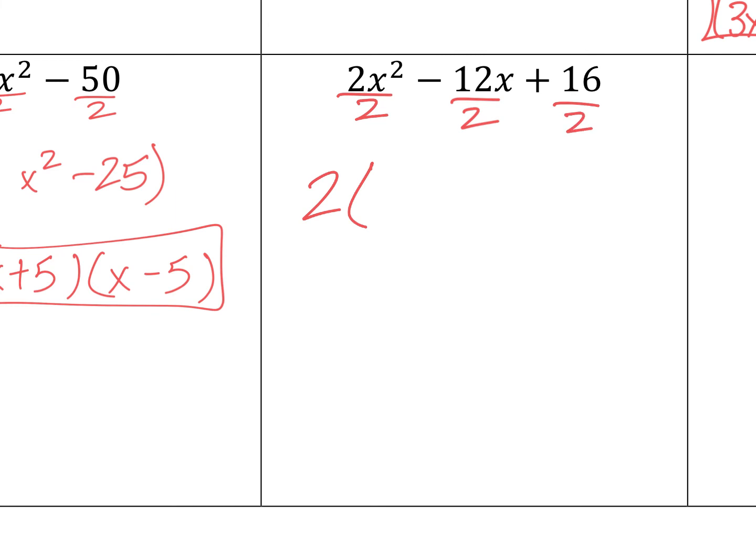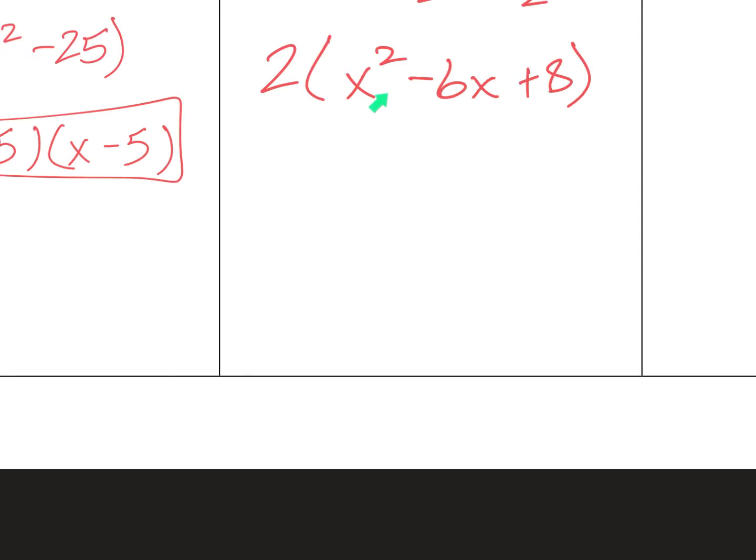So 2x squared divided by 2 is just x. 1x squared is just x squared, right? Negative 12x divided by 2 is negative 6x. And positive 16 divided by 2 is a positive 8. So since we have 3 terms in here, we're going to use the x puzzle, and we're going to use swing and divide to factor this out.